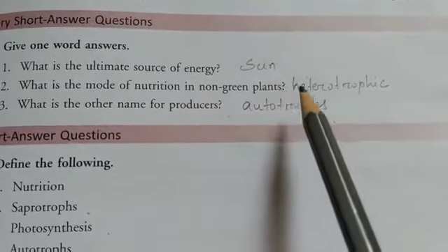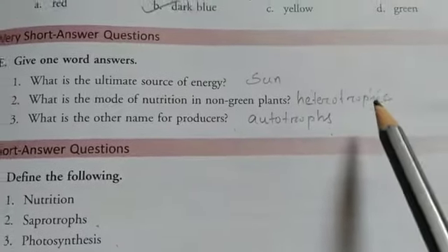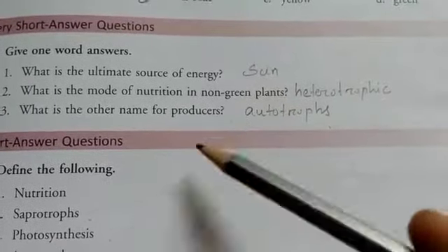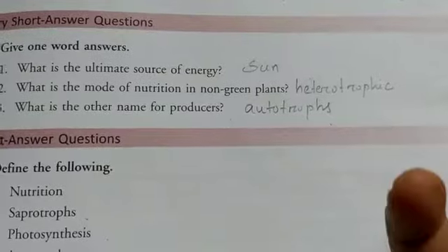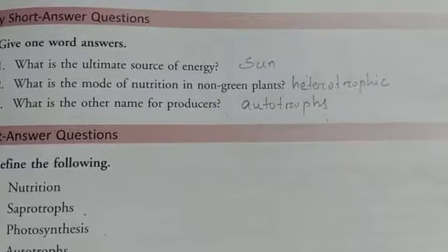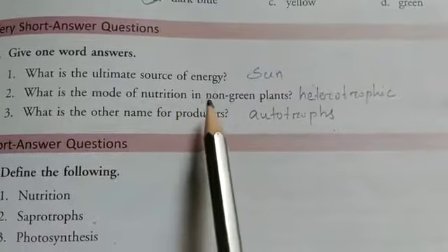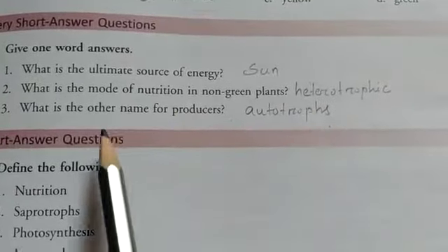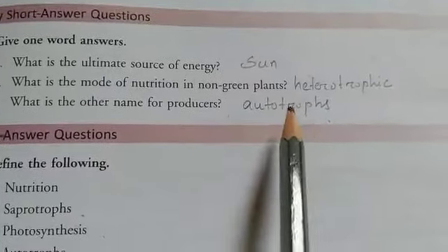Here it is also a tricky question. Mostly non-green plants go under heterotrophs. Some plants are there whose leaves are not fully green in color. They can go under autotrophs. So the mode of nutrition in non-green plants, heterotrophic. Other name for producers, autotrophs.